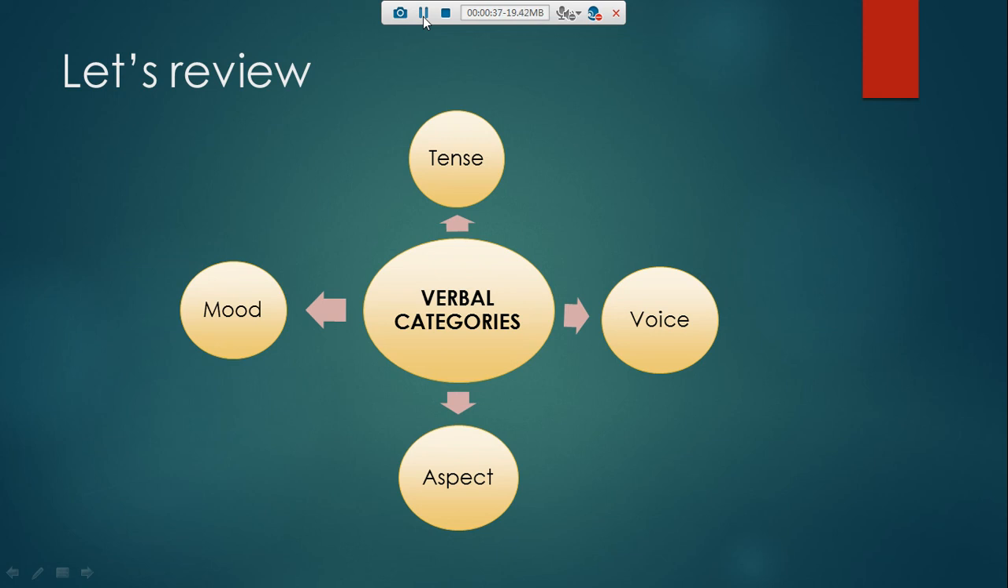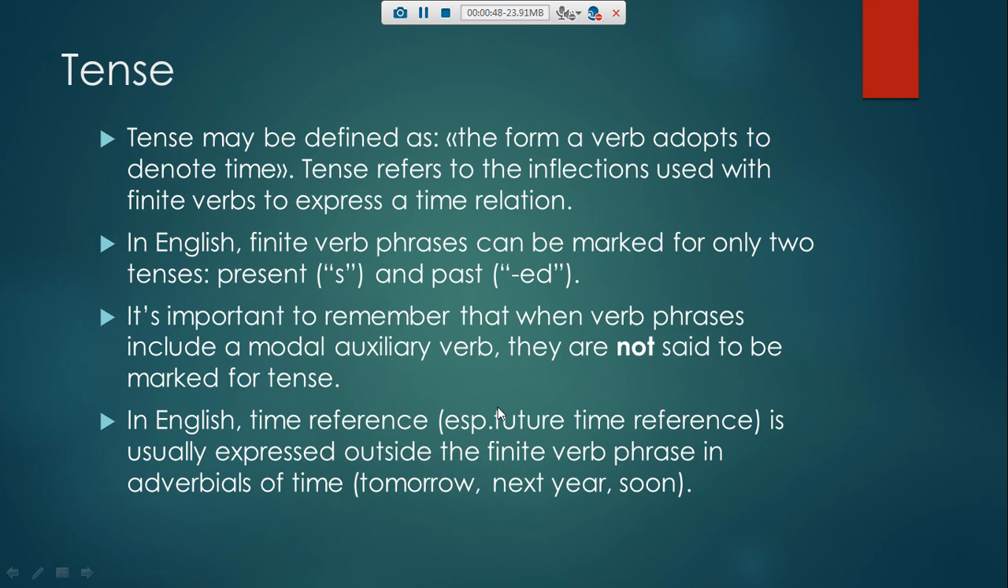Okay, let's review two of the verbal categories which are more relevant for the tenses we are going to study today, and those are tense and aspect. Tense may be defined as the form a verb adopts to denote time. Tense refers to the inflections used with finite verbs to express a time relation. In English, finite verb phrases can be marked for only two tenses, present with a final S and past with a final ed form. It's important to remember that when verb phrases include a modal auxiliary verb, they are not said to be marked for tense.